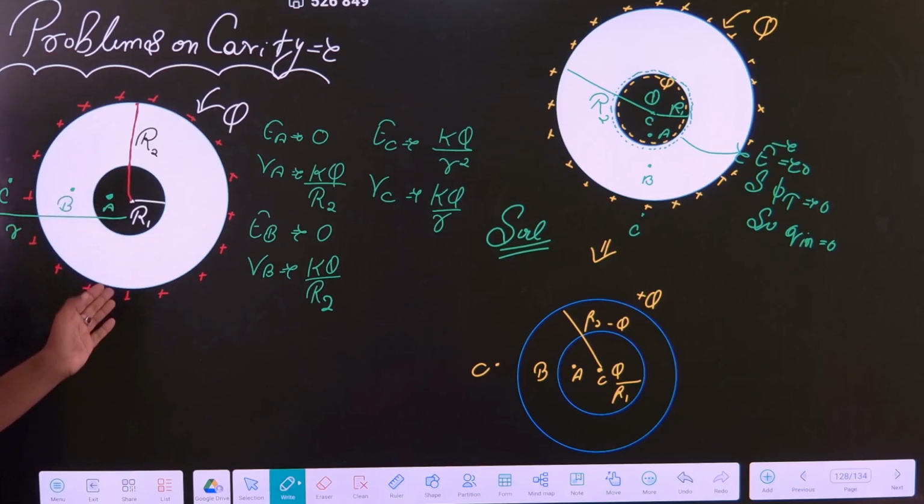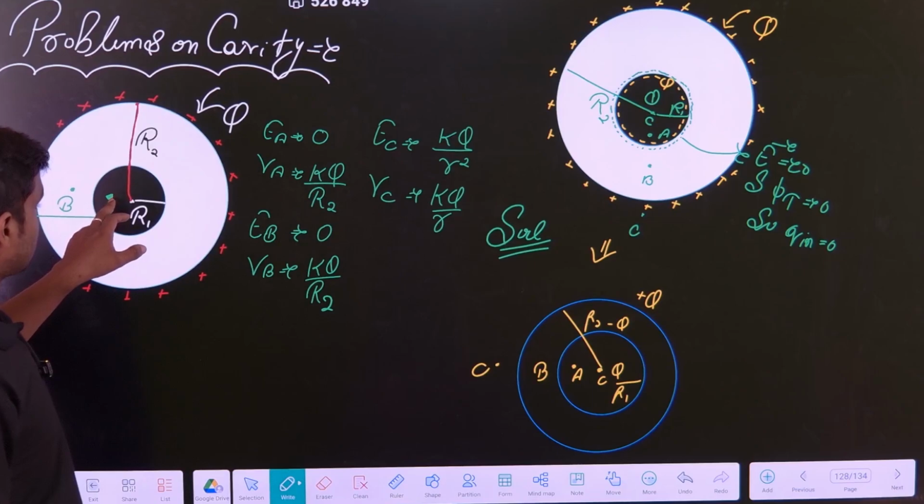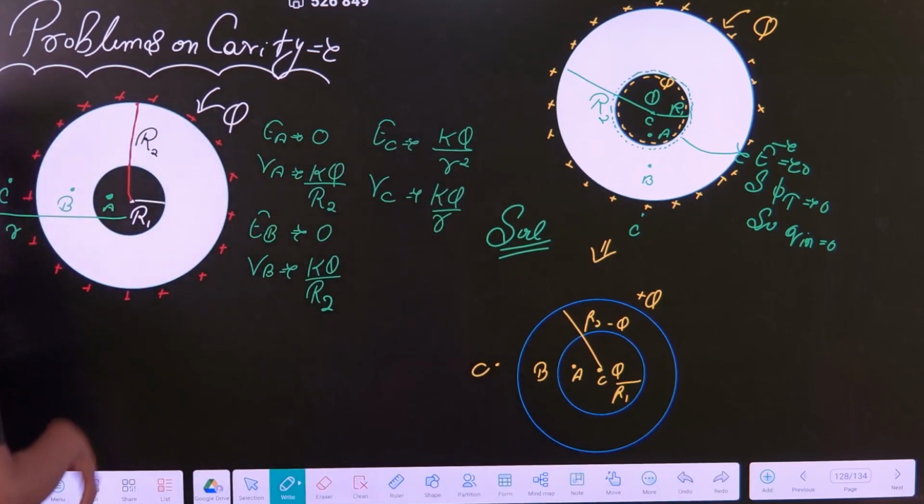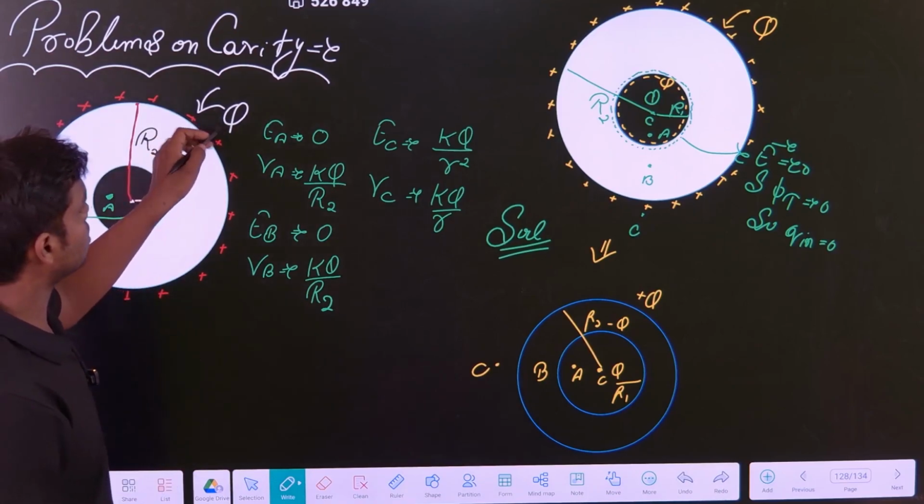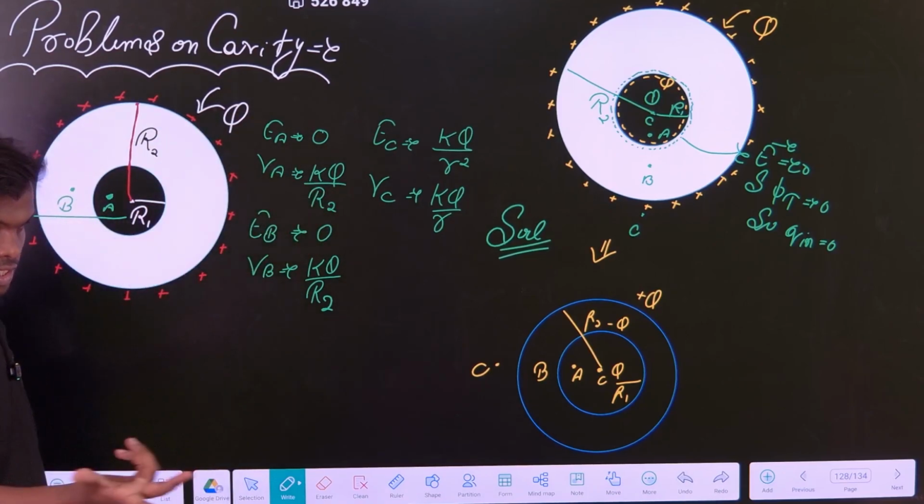It will be 0. Why? Because by Gauss's law, there is no Q inside, so the electric field will be 0. What is the potential at this point? The electric field is 0, so the potential has to be constant. Now the question is, what is that constant value? That is due to this Q only, and it is an inside point, so it is KQ by R2, correct?